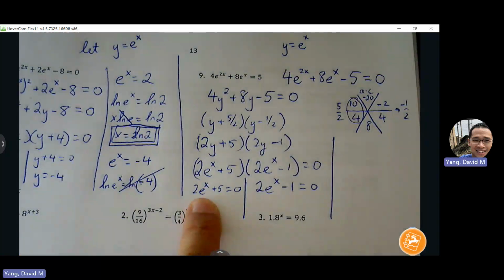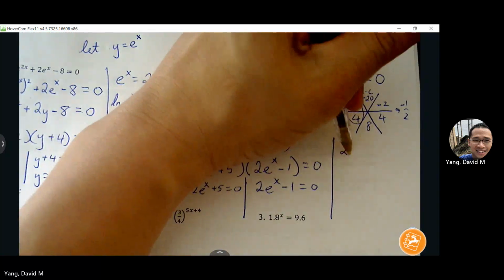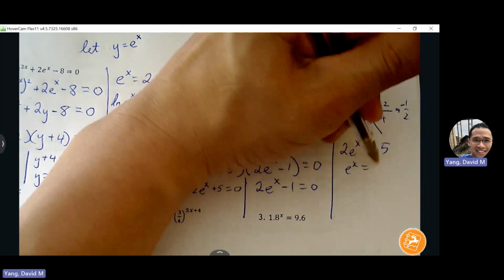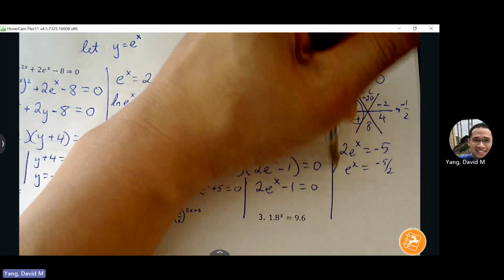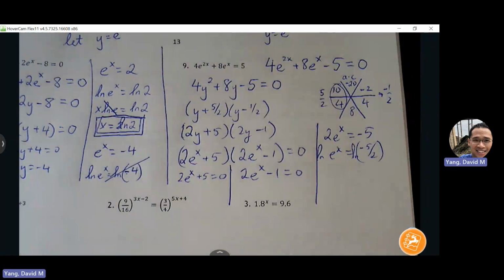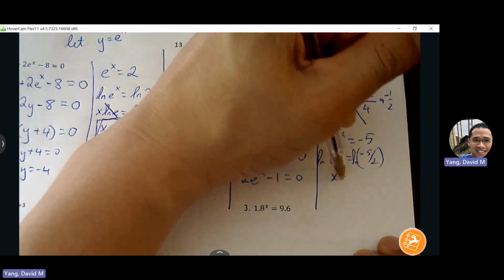Okay, so the first one here, 2e to the x equals -5. e to the x equals -5/2. You take the natural log of both sides and you run into a problem. I can't do the natural log of a negative number. If you try, you'll get undefined, so there's no solution.